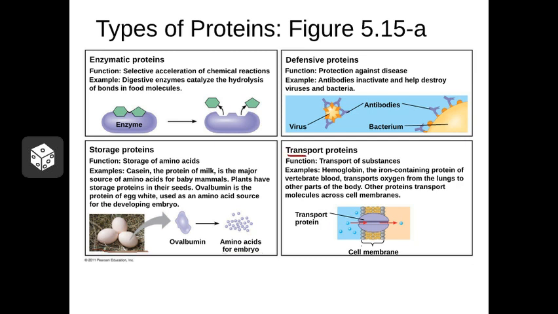Another type of protein is known as a transport protein. We're going to talk about this in more detail in Chapter 7. Transport proteins are gates. They're built into plasma membranes, the cell membranes of cells, and they help control what goes in and what comes out of the cells. So they're the gatekeepers of the cell.